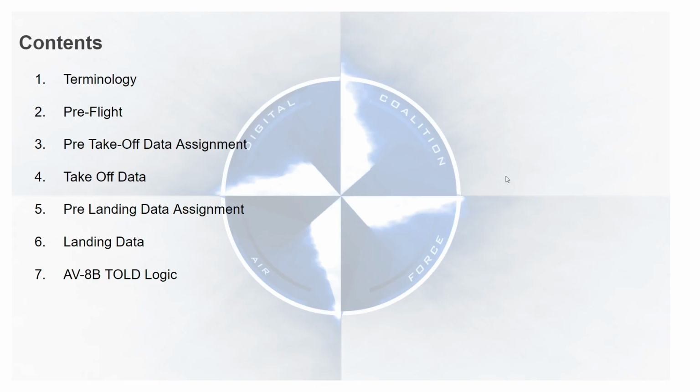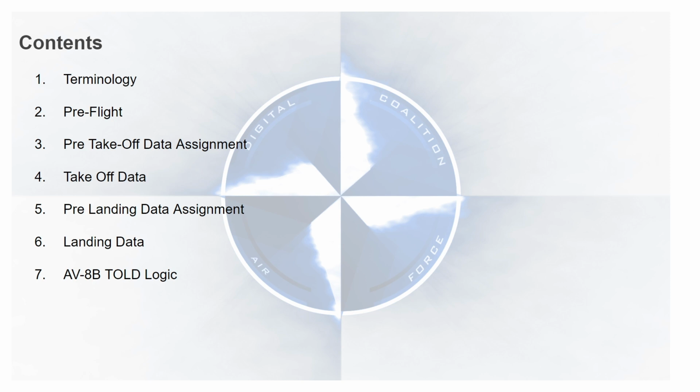So what we're going to go through today is terminology. So that's going to be really important to understand the rest of the information we're looking at today. Pre-flight, so that's essentially going ahead and getting all the information that you need about the aircraft and about the weather and where you're taking off or landing from. The pre-takeoff data assignment itself, and then how to use the takeoff data, and the pre-landing data assignment and how to use the landing data. And that's really the bulk of what we're going to be looking at today.